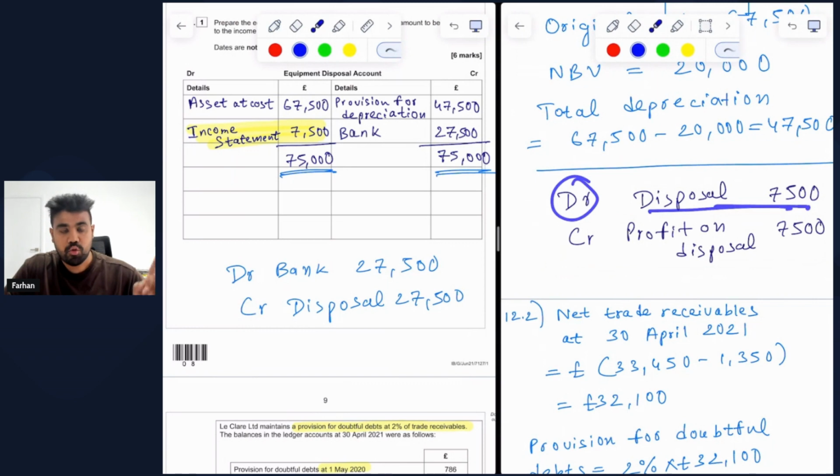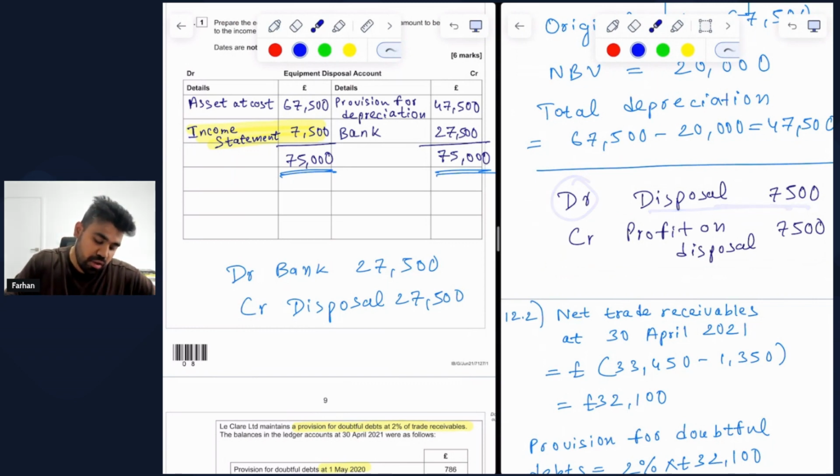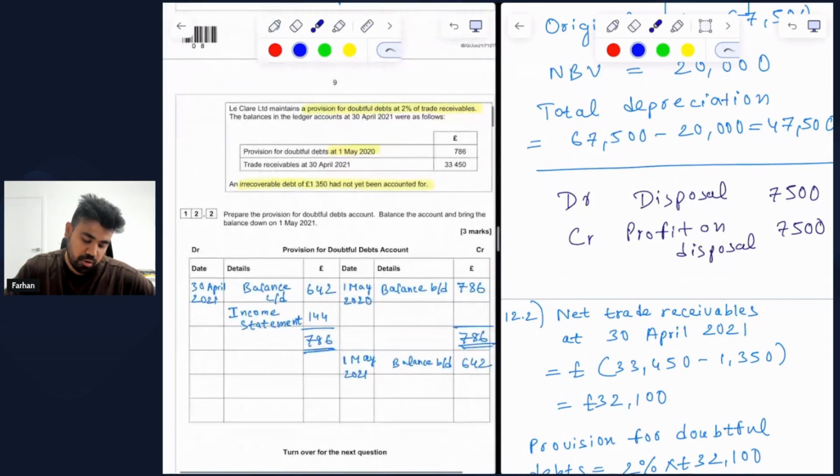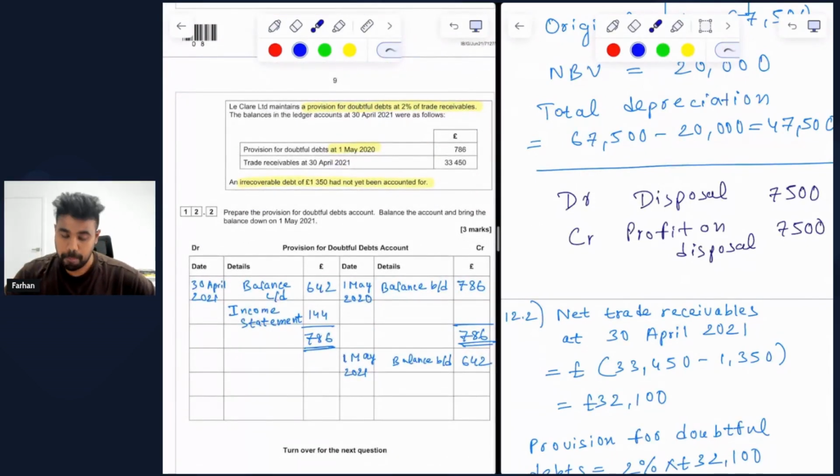That is why when you check the T account or the ledger account for disposal, you would see that this profit amount has been shown on the debit side, which is the £7,500 that will be transferred to the income statement. So this is how it all relates with each other. What we're going to do next is prepare the provision for doubtful debts, which is the second part of this question.